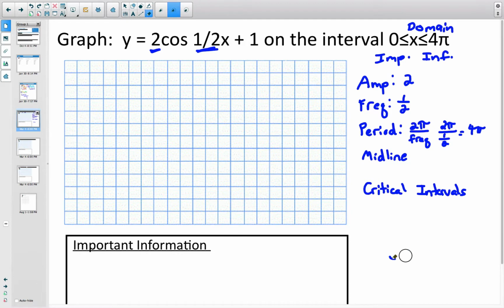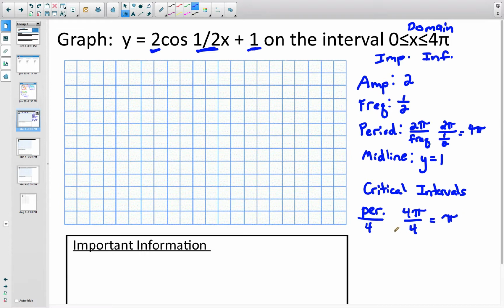Okay. Next is our midline. So the midline is the last thing at the end, the plus 1. So our midline is the line y equals 1. Okay. Our critical intervals, that helps us figure out when we're plotting points. Critical intervals is always period divided by 4. So in this case, 4 pi is the period, divided by 4 is pi.